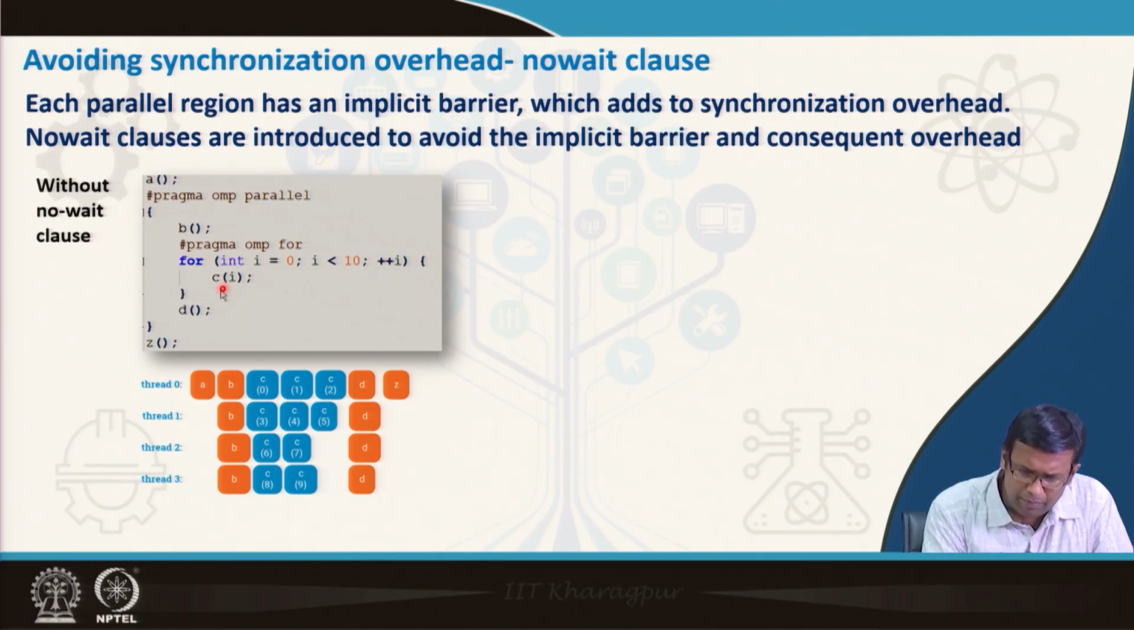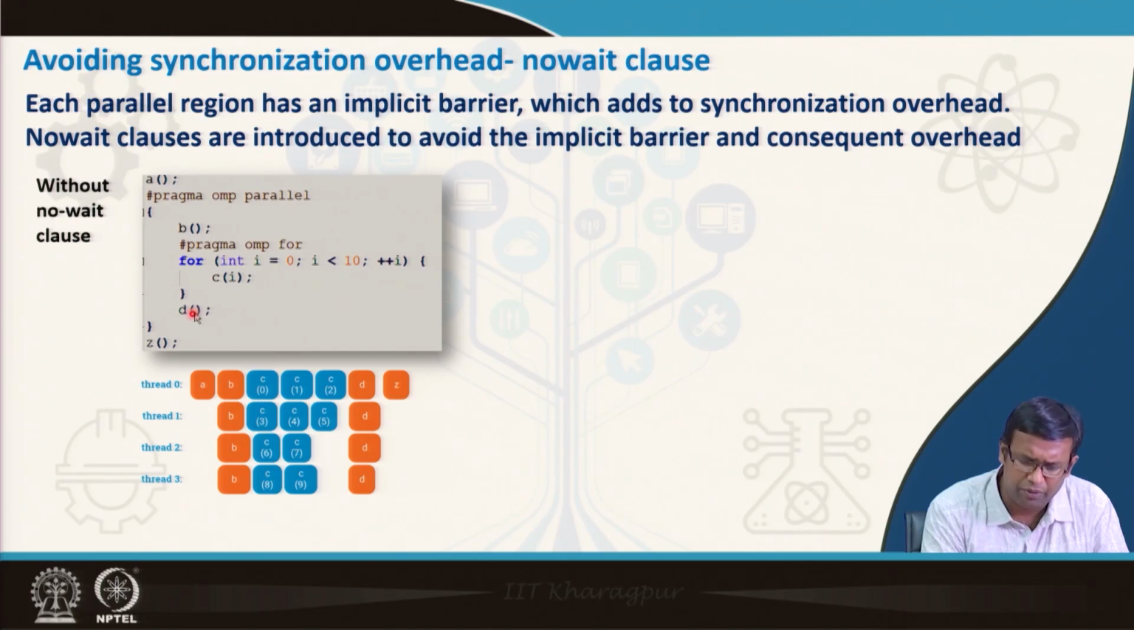But this is a particular parallel construct. So unless this construct is over, unless this parallel region is over, the other threads are waiting, these 2 threads are waiting till the threads which have more work have finished their job. And then once they finish, everybody does part D, and then again all the threads are distributed and part Z is done.